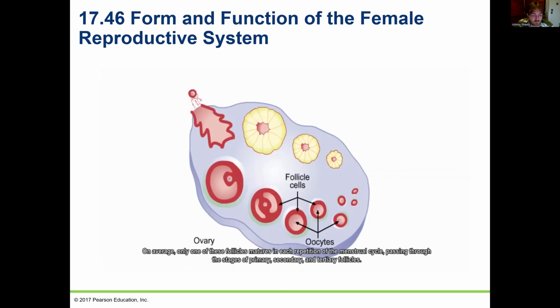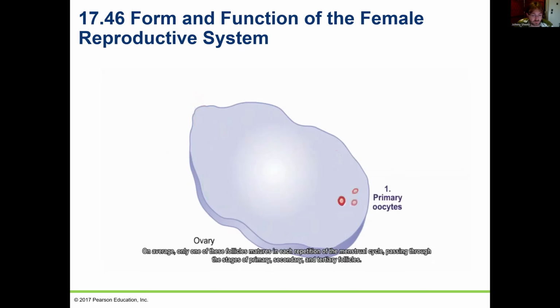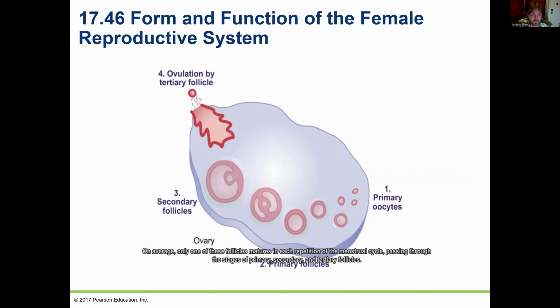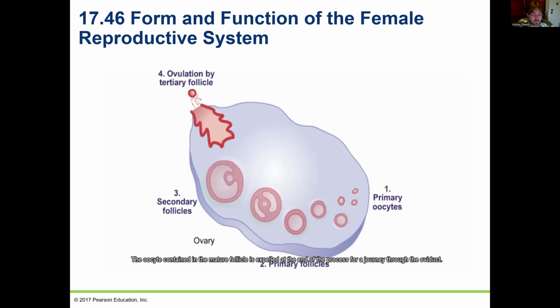On average, only one of these follicles matures in each repetition of the menstrual cycle, passing through the stages of primary, secondary, and tertiary follicles. The oocyte contained in the mature follicle is expelled at the end of the cycle. So this expulsion event here is going to be associated with follicle stimulating hormone. That is how the hormone got its original name. It was first identified in female systems before it was identified in male systems.